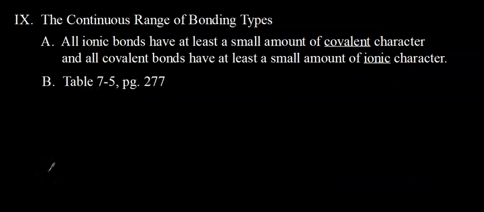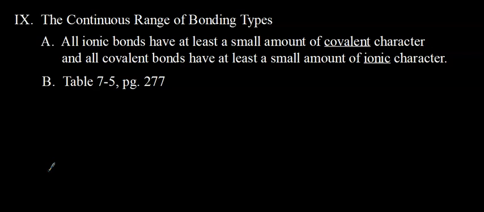For all intents and purposes, there's no such bond that is pure ionic, no such bond that is pure covalent. All ionic bonds have at least a small amount of covalent character where the atoms are kind of sharing the electrons a little bit. And all covalent bonds have at least a small amount of ionic character where, again, if there's a big difference in electronegativity, that more electronegative atom is really pulling away on those shared electrons and maybe even in some cases forming some ions.